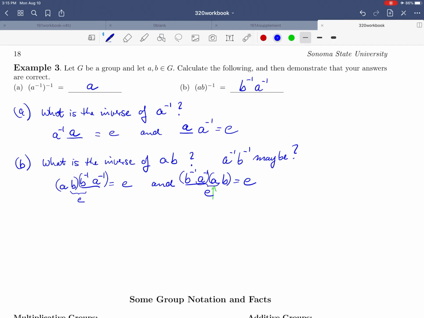And if you want to see the steps in a little bit more detail, look at the notes, and you can see for part B a few more details.